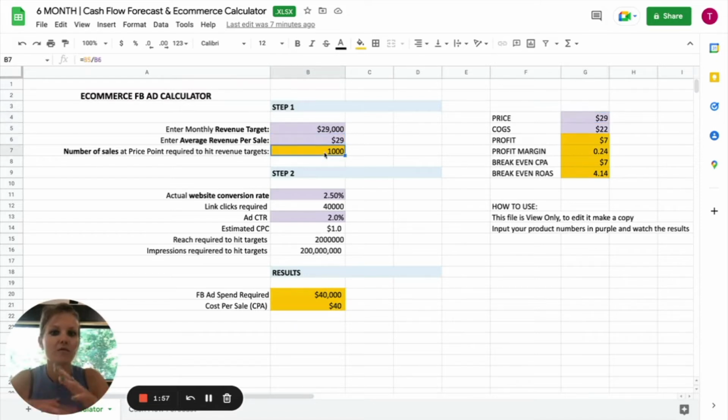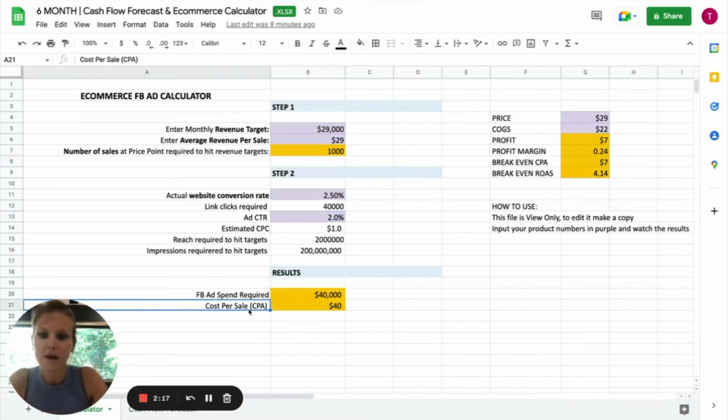That leaves us with about 1,000 units that we're looking to acquire on Facebook. Then we look down here, assuming an average website conversion rate of 2.5%, so we'll keep that in there. Assume our ad click-through rate, the percentage of people that see your ad that actually click through, is about 2%. So again, industry standard.